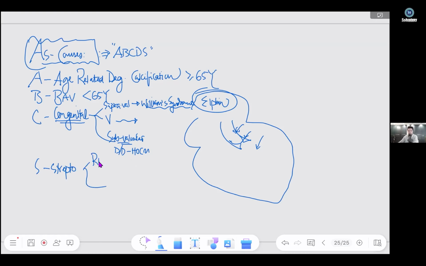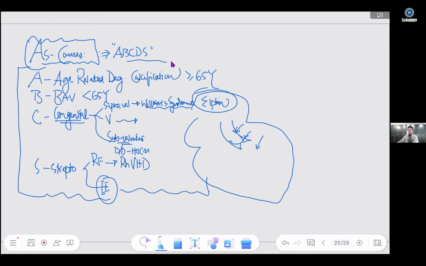Streptococcal causes are rheumatic fever. We know rheumatic fever is a streptococcal disease. Rheumatic fever, rheumatic valvular heart disease. So remember, rheumatic valvular heart disease. And another streptococcal cause is infective endocarditis. So infective endocarditis can also cause aortic valve damage. But these are the most important causes that you need to learn. I'm not delivering the lectures for the ABCs and this and that. My message is only about the questions, all right.